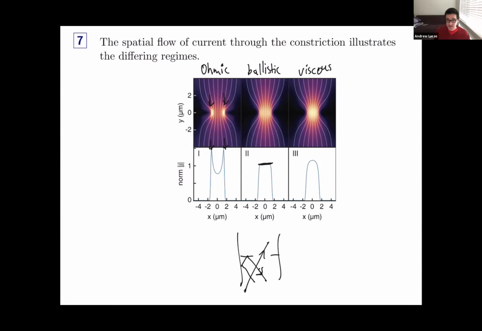The summary that I want to give is that not only does hydrodynamics, the Gurzhi effect, tell us that the conductance of this object will change depending on which regime you're in, but there are also striking patterns of current flow that, if hydrodynamics is correct, we should be able to visualize.